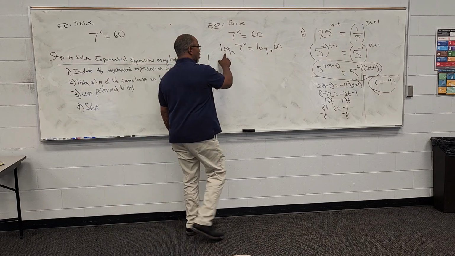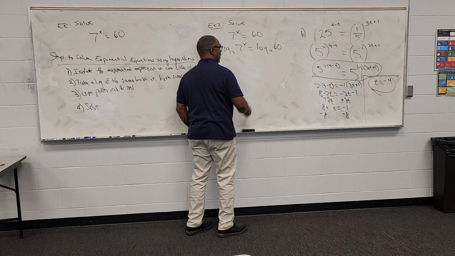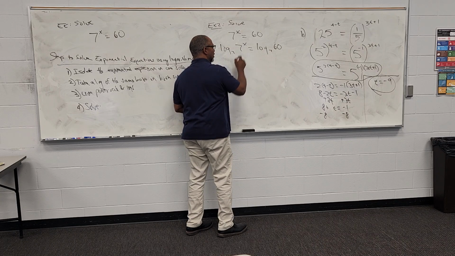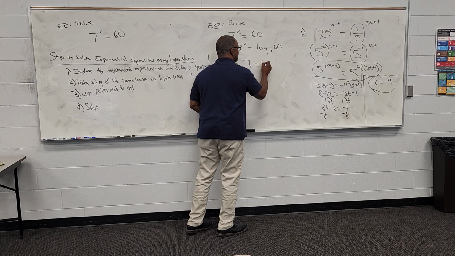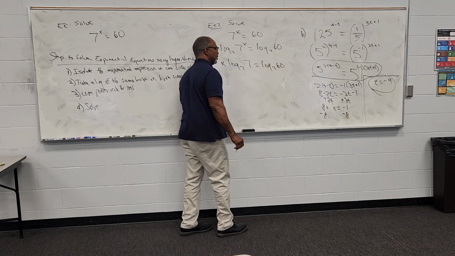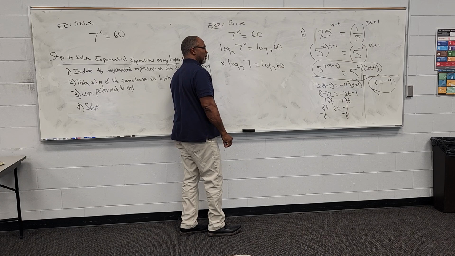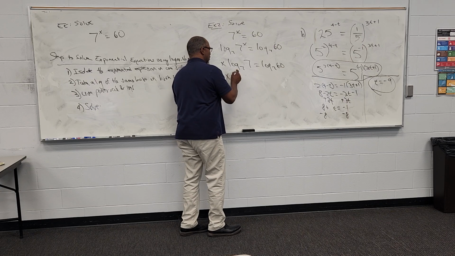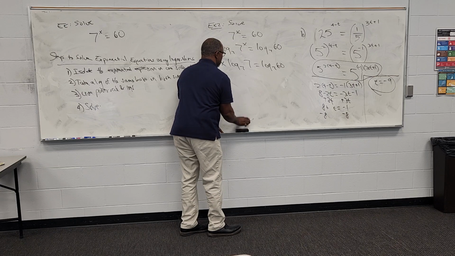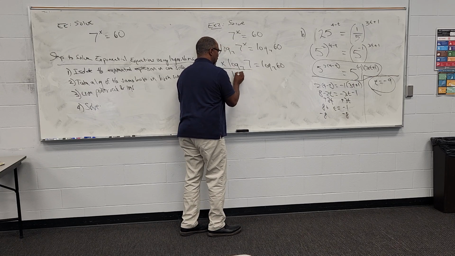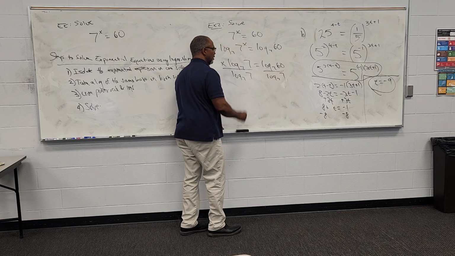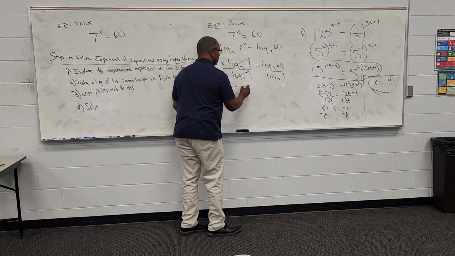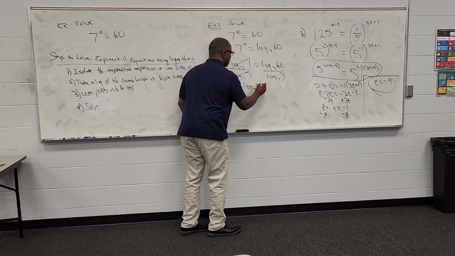I have to take a log base 7 on this side and a log base 7 on that side. Well, log base 7 of 7 to the x, the power rule for logs says, is x times log base 7 of 7. Divide both sides. I'm trying to solve for x, so divide both sides by log base 7 of 7. These cancel. X is log base 7 of 60 over log base 7 of 7.